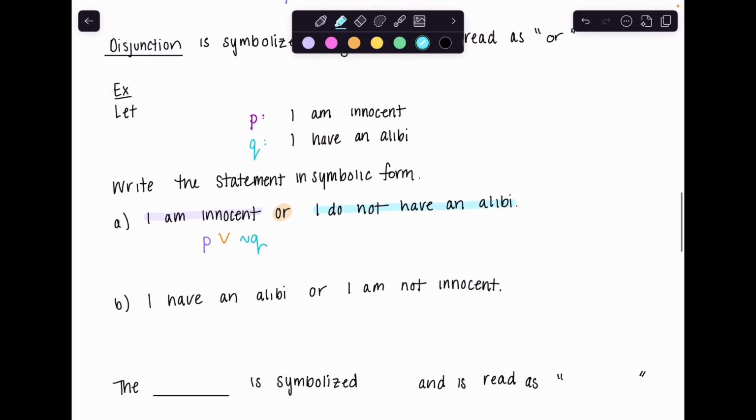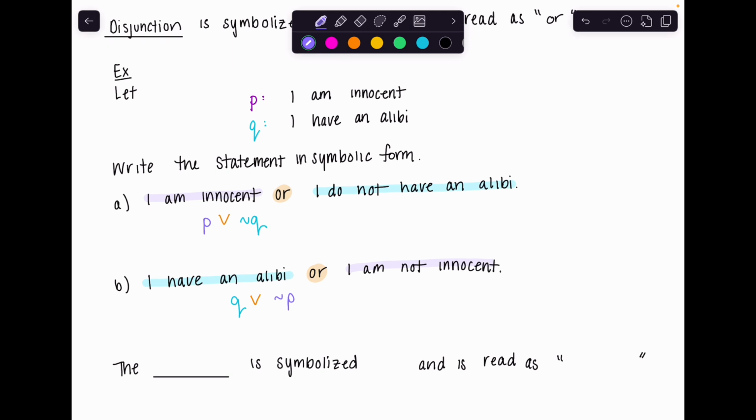If I look at this next one, "I have an alibi or I am not innocent." "I have an alibi" is statement Q. "Or" is again symbolized by a V. And then "I am not innocent" is the opposite of "I am innocent." So this is not P. Okay, so those are our two main operations to form compound sentences.